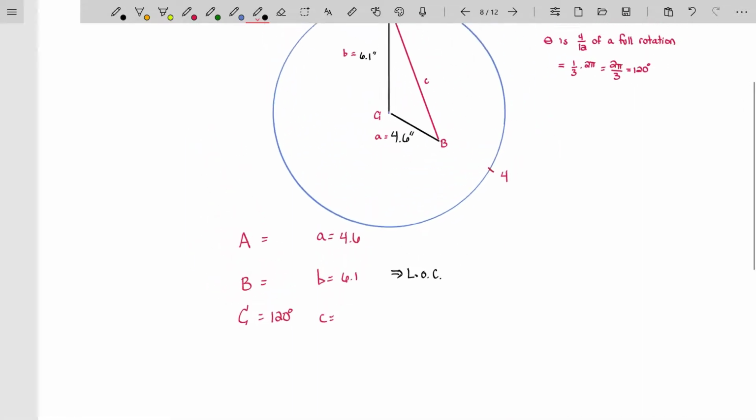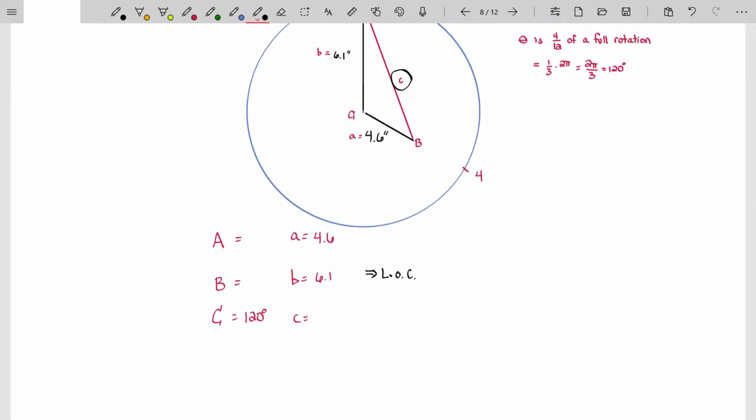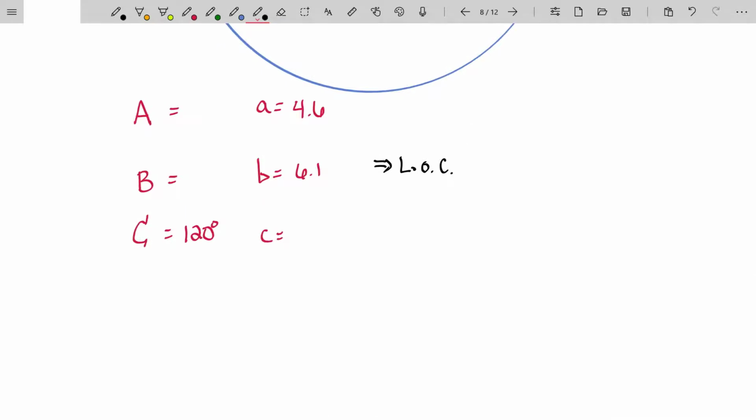And we're only asked really to find that distance, C. So this is going to be a very nice problem. We happen to know that C squared is going to be A squared plus B squared minus 2AB cosine of the angle opposite side C, which is angle C.